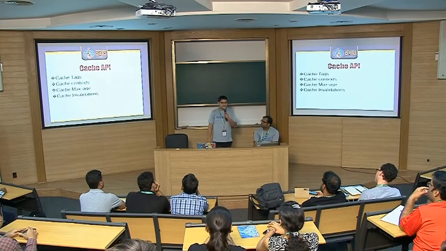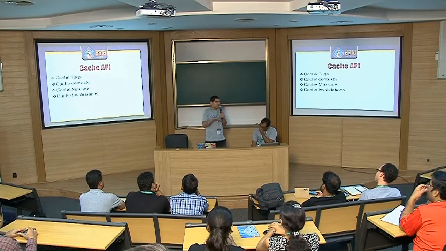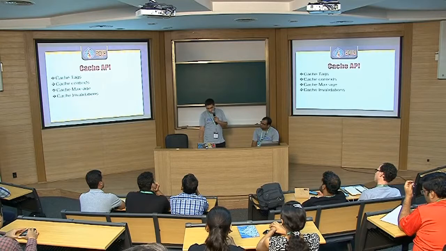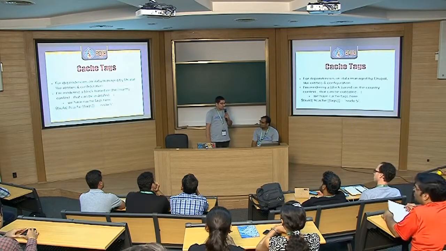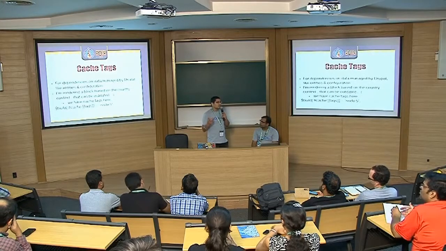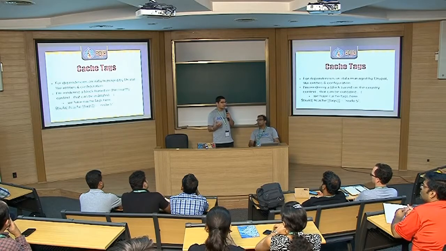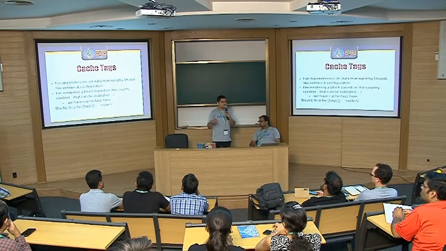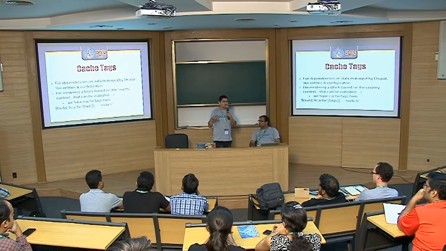So there are a couple of things that the cache API has. We have cache tags, cache contexts and cache max age, for invalidations. Whenever in Drupal 7 we wanted to clear the cache, we directly did cache clear all. That's not the right way. It was clearing the cache for the whole of our site or our application.